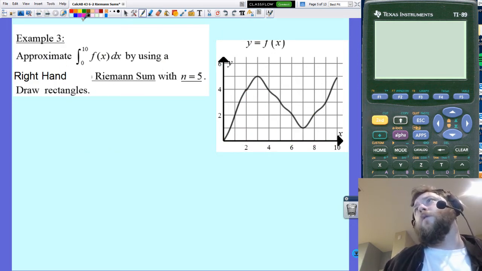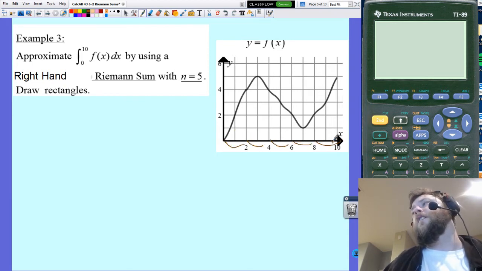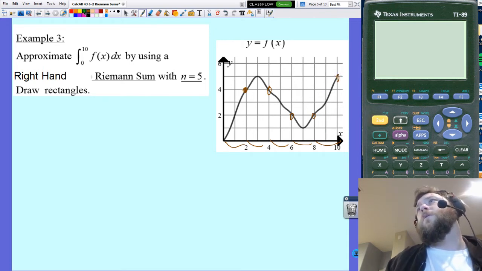Now, right-hand. Instead of going off the left-hand point, we're going to go off the right-hand point. Again, same length of rectangles, width 2. So it's this point for this rectangle, this point for this rectangle, this point for this rectangle, this point for this rectangle, and this point for this last rectangle. So what do those shapes look like?